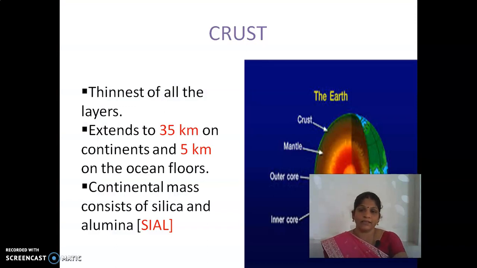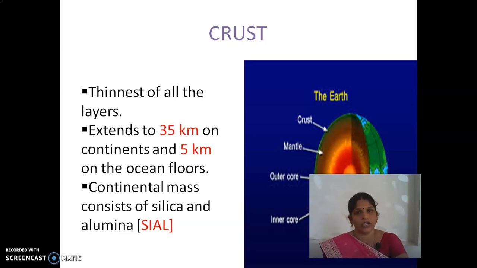The thinnest of all the layers, these are the key points for crust, you just note them down. It extends to 35 kilometers on continents and 5 kilometers on the ocean floors. Continental mass consists of silica and alumina, that is Sial. What are the minerals found in that land mass? Silica and aluminium. So that upper surface, the continental crust, is called Sial.